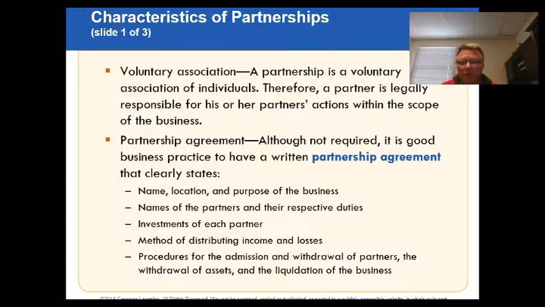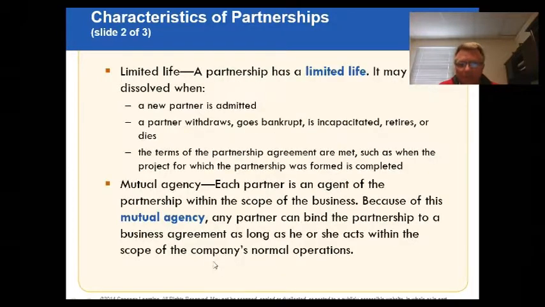So this is a voluntary association, but once you're into it, you are kind of joined at the arms with each other. There's a partnership agreement that drives how things work. The partnership agreement can be very simple, it can be very complex, and you can see listed there some of the elements that would be in a typical partnership agreement. Partnerships can have a limited life, may only be for a certain time period, and then it's dissolved. Partnership agreements determine how new partners enter, how the company is dissolved, and how people leave.